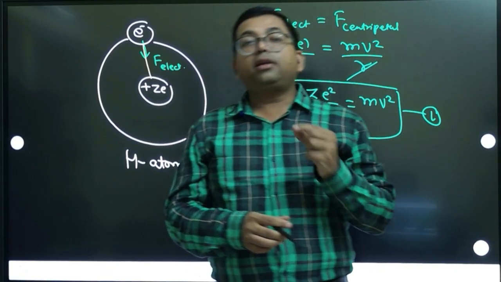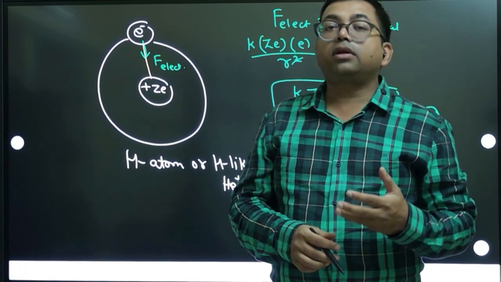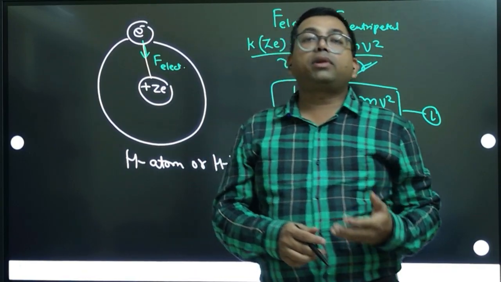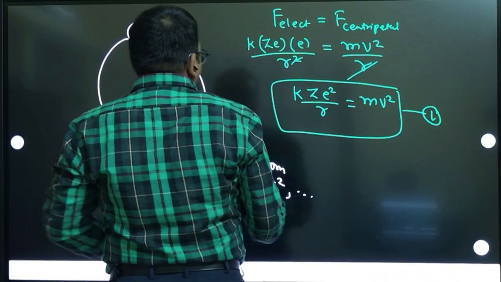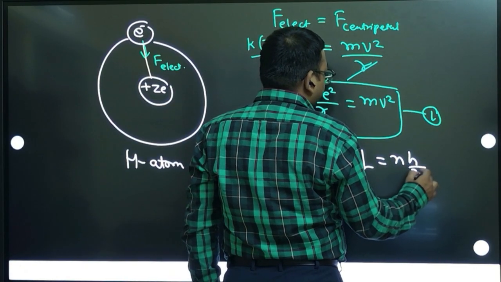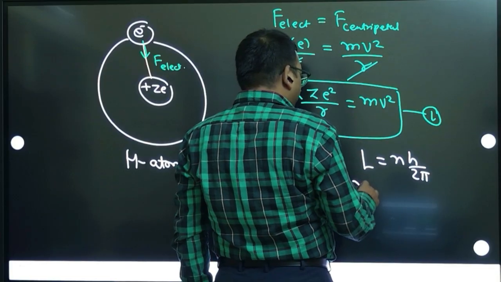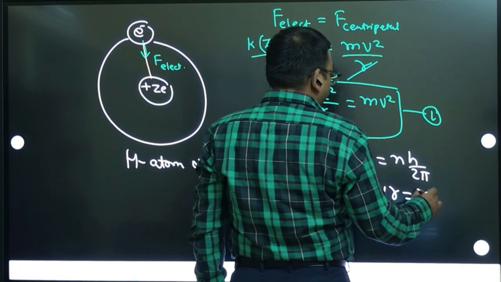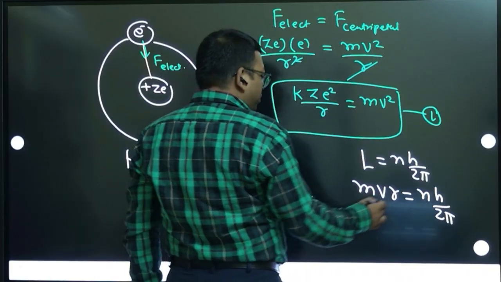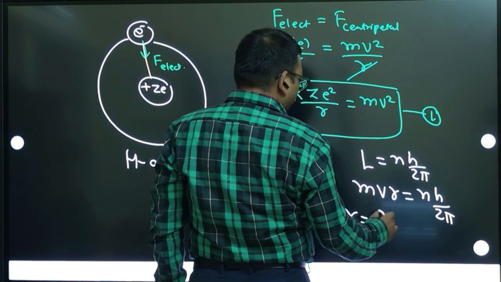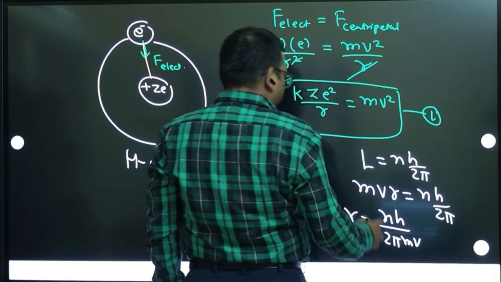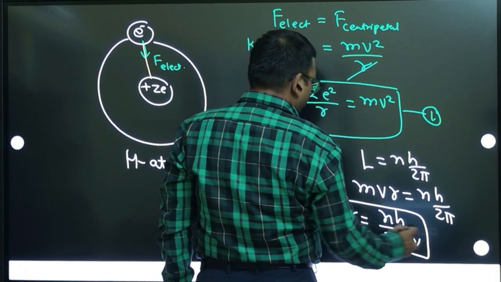Because using the second postulate, you can solve questions, we can get the equations of quantization by using that second postulate. Okay, so second postulate says that angular momentum is nh upon 2 pi. So angular momentum we know it is mvr, it is nh upon 2 pi. So from here we will be able to calculate radius. Let us calculate radius from here, nh upon 2 pi mv. So this is, let us say, equation number 2.